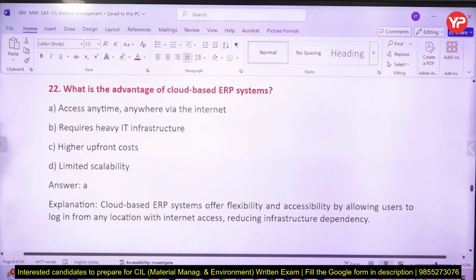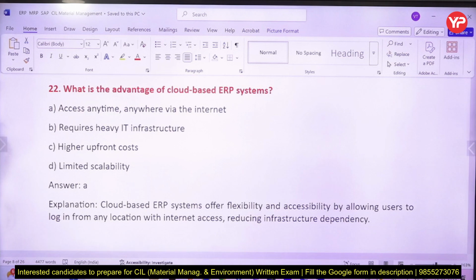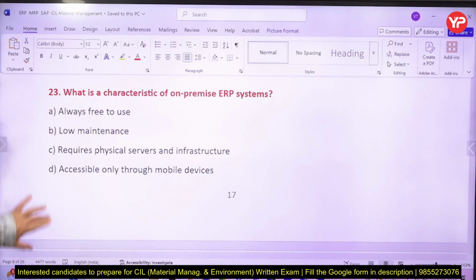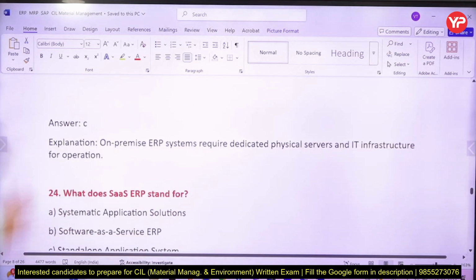What is the advantage of cloud-based ERP system? You can access it from anywhere, anytime via internet. So there is a flexibility and accessibility which you enjoy when you do that. On-premise ERP system, what is the characteristic of that? So there is a physical server and IT infrastructure that is required for it.